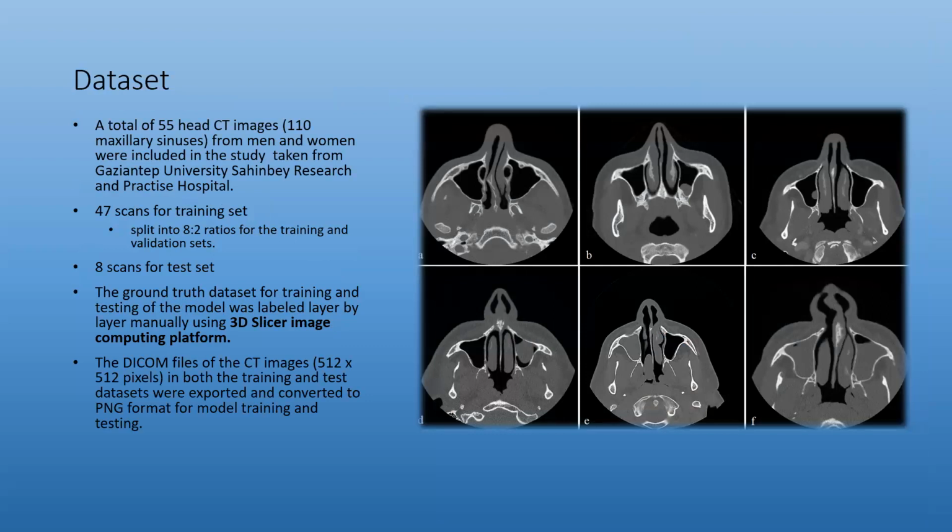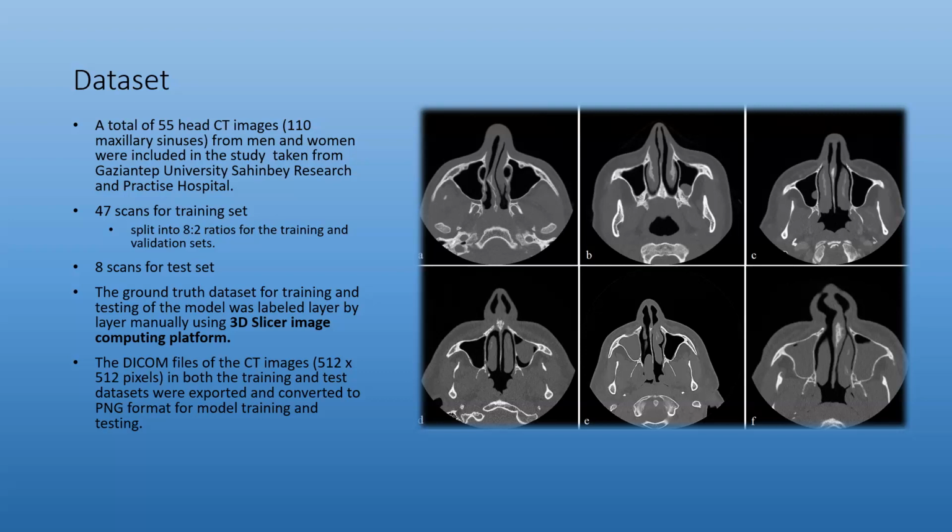There are 55 persons' CT scans in our data set. The scans were taken from Gaziantep University Hospital. We see some example images from our data set. These are some slices from different CT scans. As we see, we have various types of sinuses in the data set. I put here some examples.